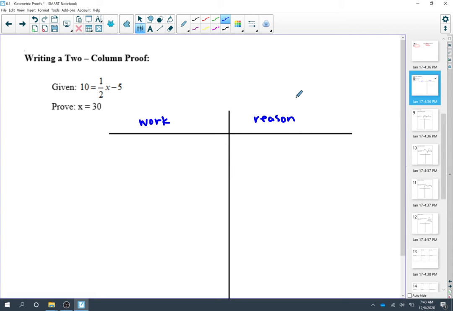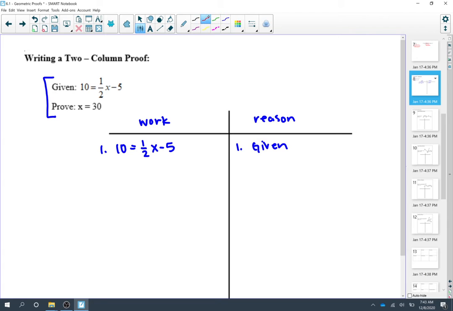Now, when you start a two-column proof, step one is always the given. Okay, what are we given? What are we starting with? And if you look up here, you're always given two things. Okay, so we're given 10 equals 1/2 x minus 5. So 10 equals 1/2 x minus 5. And we have to prove or get to x equals 30.